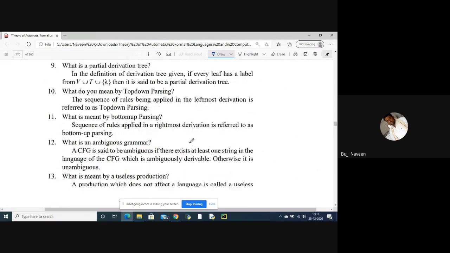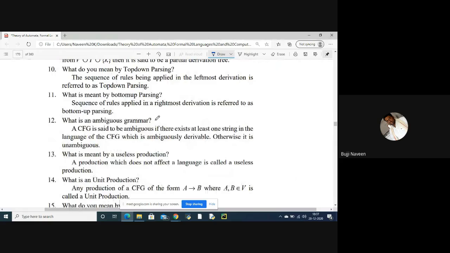Okay, next one. What is an ambiguous grammar? Actually, ambiguous grammar is nothing but a grammar which contains 2 or more different parse trees for the same string. Then the grammar is said to be ambiguous grammar.